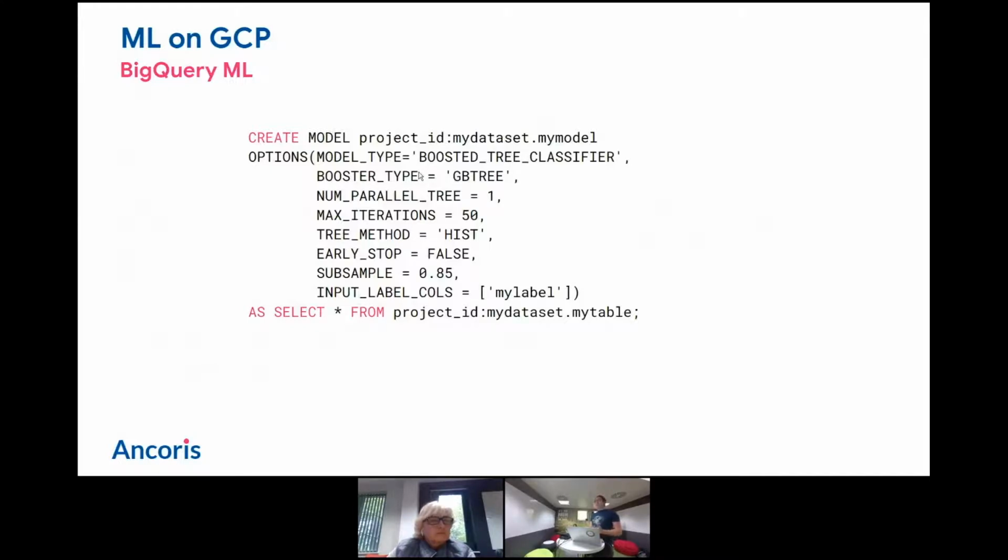And then the language where you run predictions is exactly the same. There's a model.predict once you've created that model, so you can interact with it as if it's like a table or a view. So really, really clever.